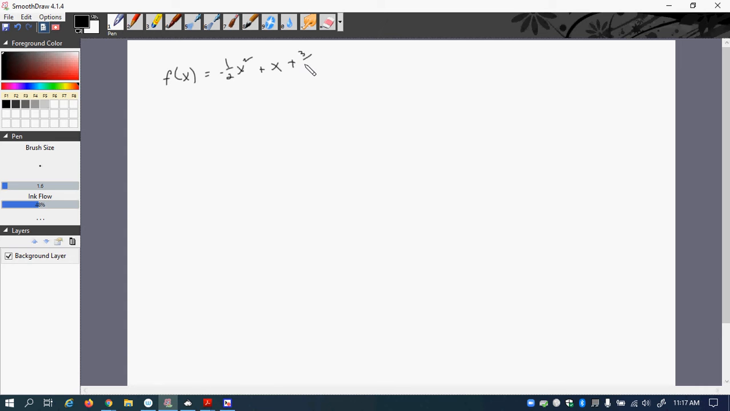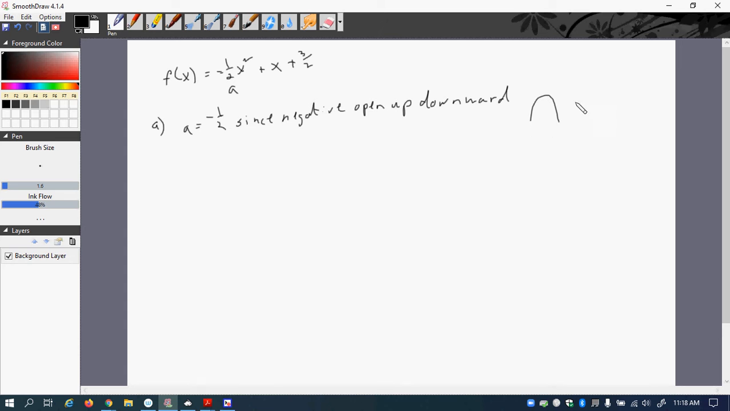Okay, and so the first question wanted to know, does the graph open upward or downward? Well, we always look at the a. The a tells us that. So a is negative 1/2, and since it's negative, that means the graph is going to open downward. So it's going to do something like this.